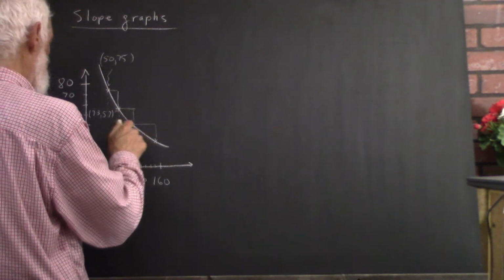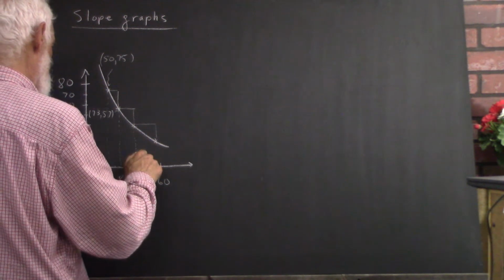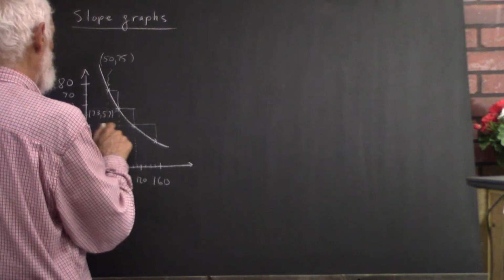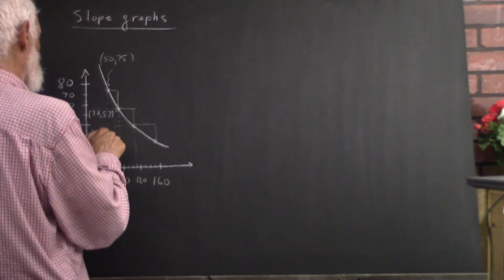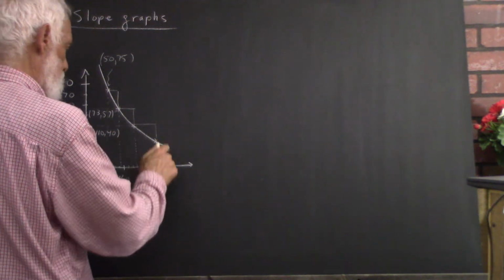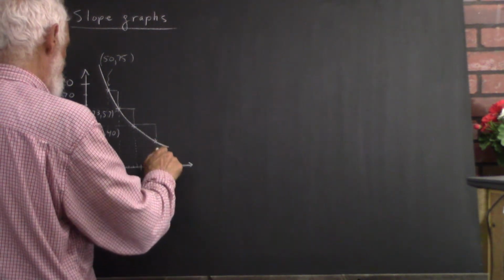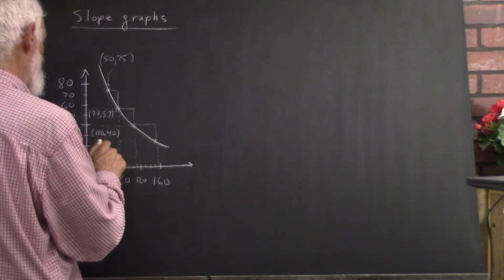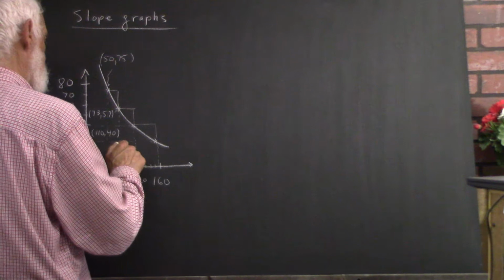Okay, then here we get, I don't know, pretty close to 110. That seems to be pretty close to 40. Nice round numbers. And here we have about 155. Come over to here, 33, let's say.